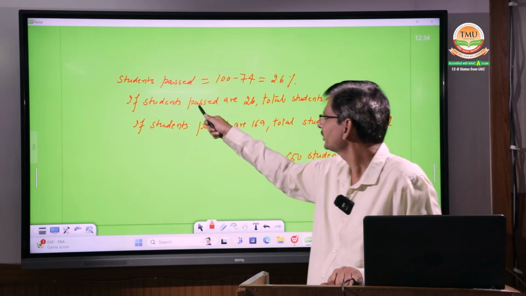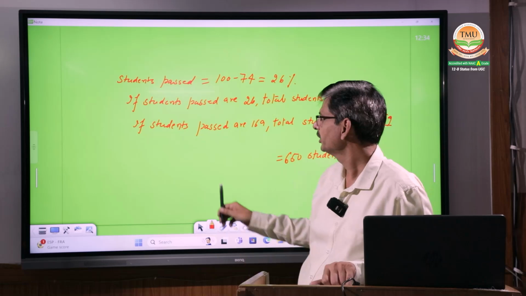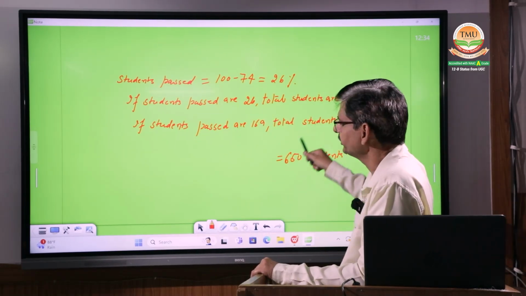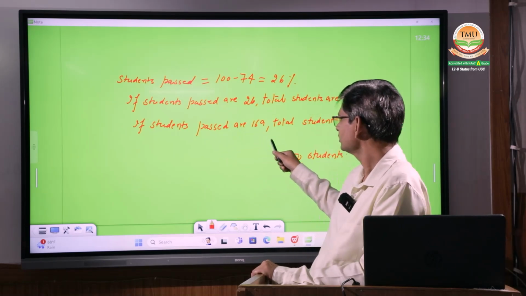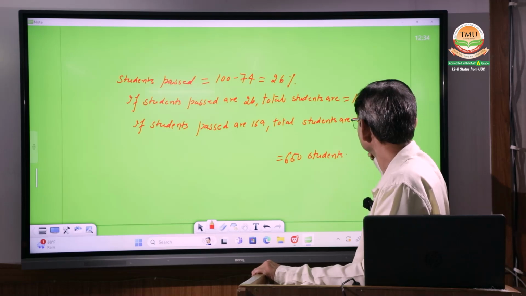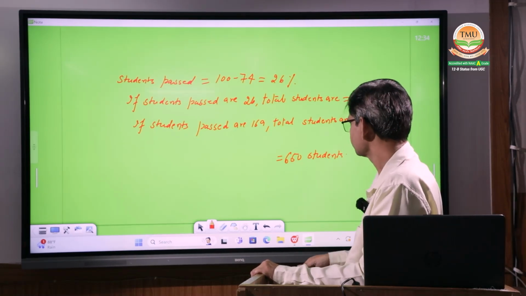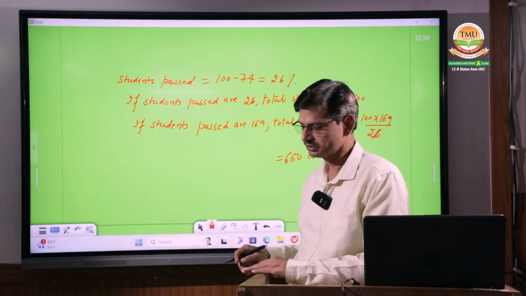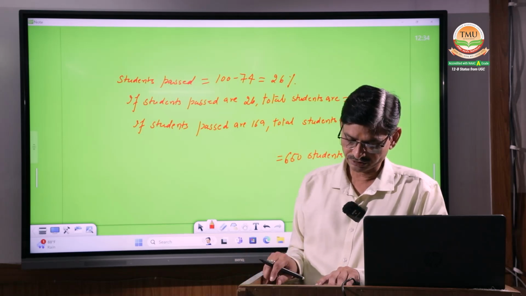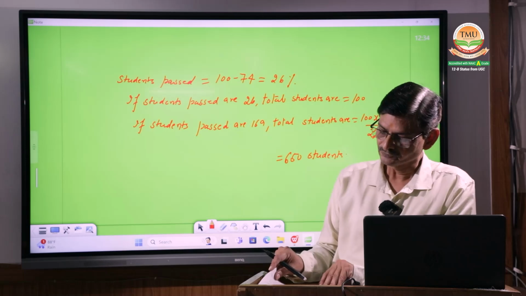So the students passed is 100 minus 74, that is 26%. If students passed are 26, then the total students are 100. If students passed are 169, which is given in the question, then the total students are 100 into 169 upon 26, which will be 650 students. That is how we find the total candidates appeared in the examination.